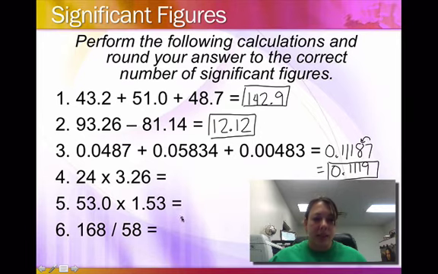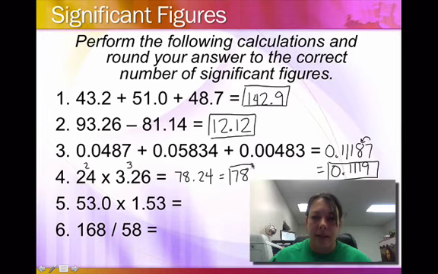4 through 6, we're getting to multiplication and division. So now we're looking for significant figures, not for decimal places. So 24 times 3.26. In my calculator, I end up with 78.24. This has 2 sig figs, and this has 3, which means my answer can only have 2. And if I round that to 2 significant figures, it comes out as 78.